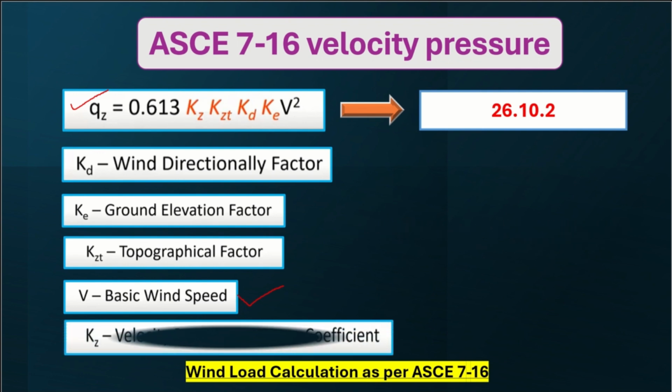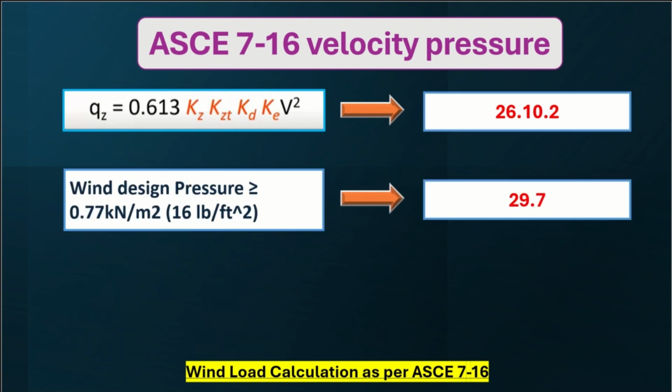And the next one is Kz. This is the velocity pressure exposure coefficient. We need to discuss all these factors one by one in a detailed way, so you will understand how these factors affect our wind pressure. But before that, I need to confirm one more point.